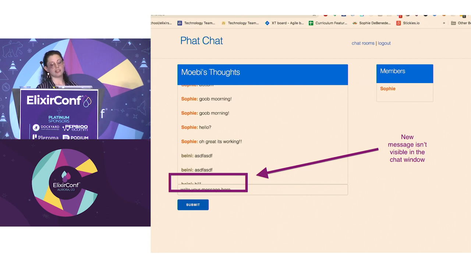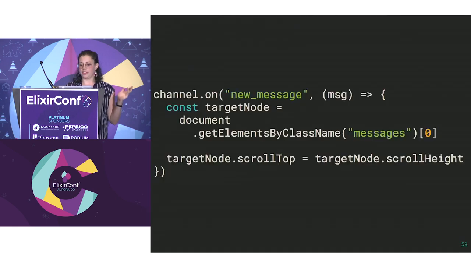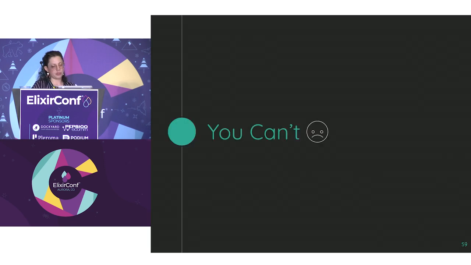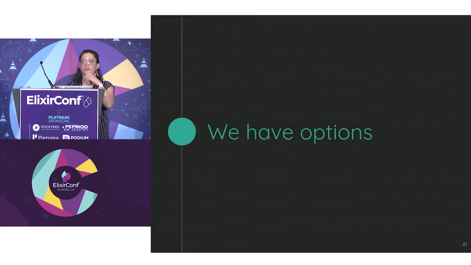And this is really easy to do with just one or two lines of JavaScript. All we would have to do is grab the new height of the chat window and reset the scroll top attribute. If you're familiar with Phoenix channels, you might want to reach for something like this. Have your channel client on the front end listening for something like a new message event and respond by grabbing the chat window element and adjusting the scroll top. That would be really nice. You can't do that. Sorry, not with LiveView. But we do have some options.